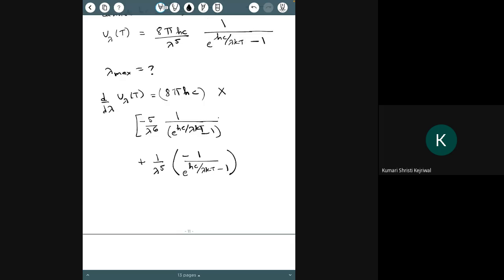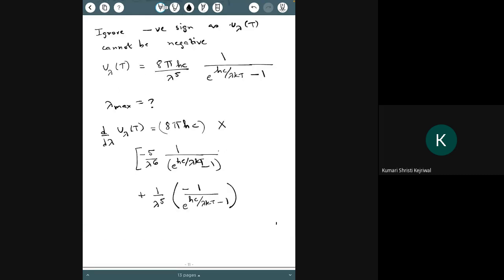Multiplied by the derivative of the exponent, hc by lambda kt, or hc by kt, into minus 1 by lambda squared, times e to the power hc by lambda kt.